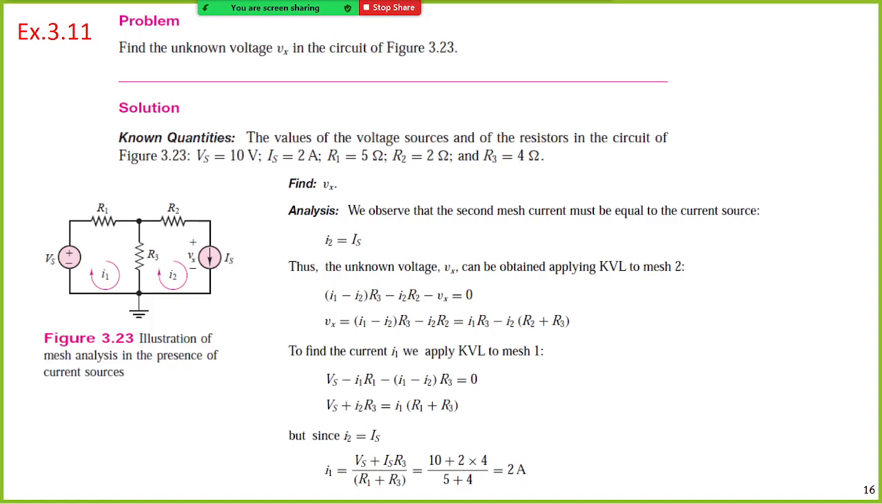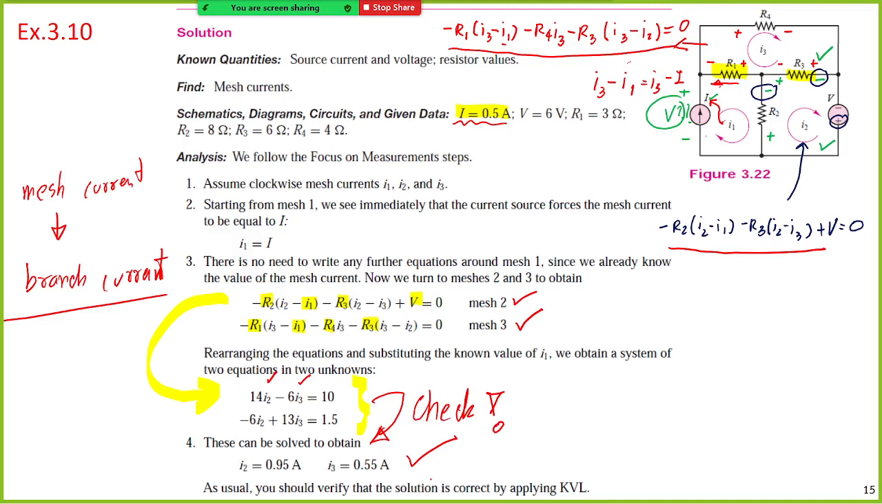Example 3.11, find the unknown value Vx, right? Not just solve for the mesh current. I told you that after we get the mesh current, we use it to solve for other unknown variables. We can use the mesh current to solve for the remaining variables.